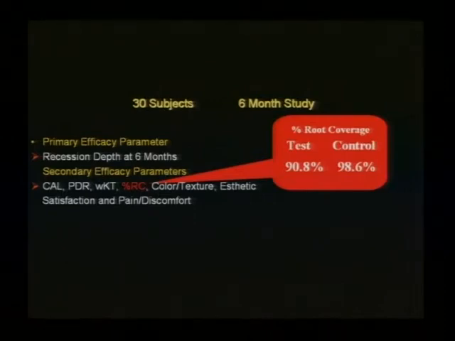Now, I think it's important to have benchmarks when you look at these things. And if you look at the systematic reviews, the meta-analyses that are out there, they'll tell you what you should expect with different things. And with Miller Class 1 and 2 recession, which we have here, the meta-analyses tell you you should get about 89% root coverage with a connective tissue graft. Well, we're getting about 99. So the problem is I do too much of this, I'm getting too good at it.